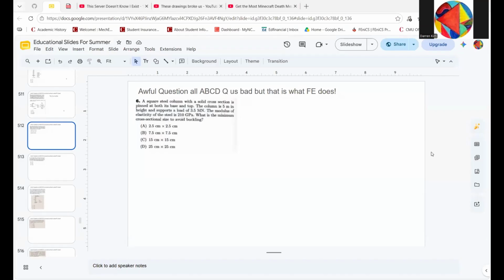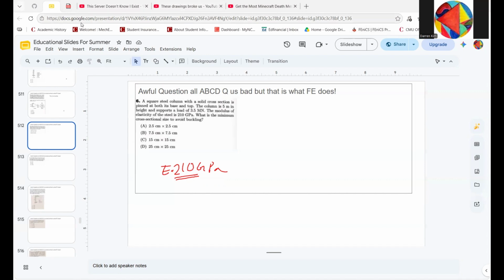A square steel column with a solid cross-section is pinned at both sides at its base and top. The column is 5 meters in height and supported by a load of 3.5 meganewtons. The modulus of elasticity is 210 gigapascals. It must be steel, because I keep on seeing that 210 gigapascals. I'll double check that later, but most likely it is. Anyways, with that said, what's the minimum cross section to avoid buckling?